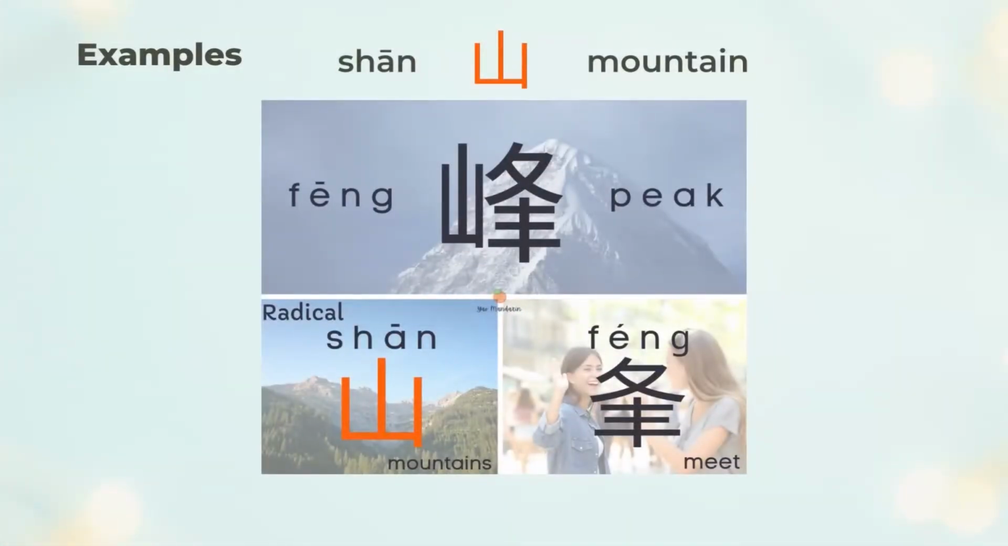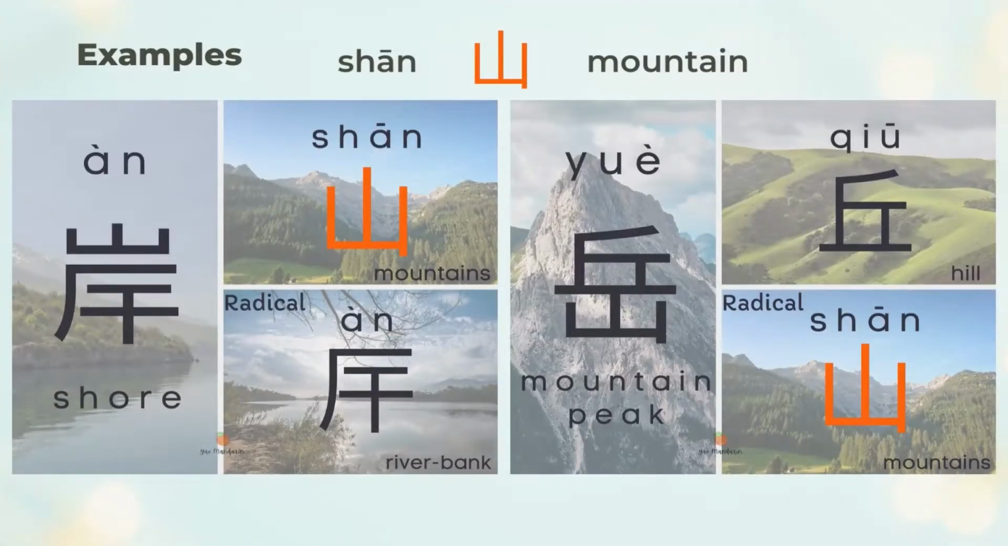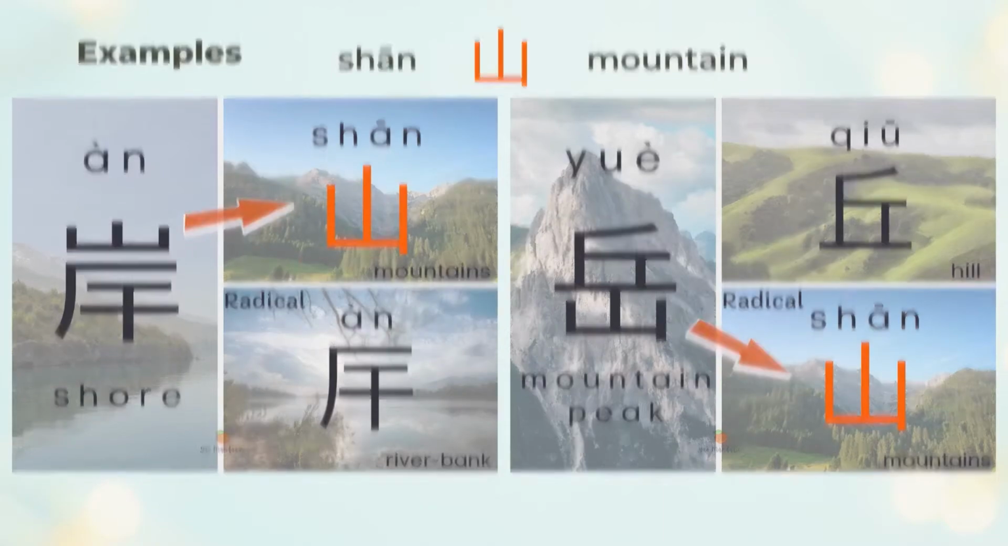There are 3 examples for 山, and you'll see 山 appears in different places. 峰 is a mountain peak, and 山 shows on the left. 岸 means shore, and 岳 is a mountain peak. 岸 and 岳 relate to 山, and 山 appears on the top or bottom of the characters.